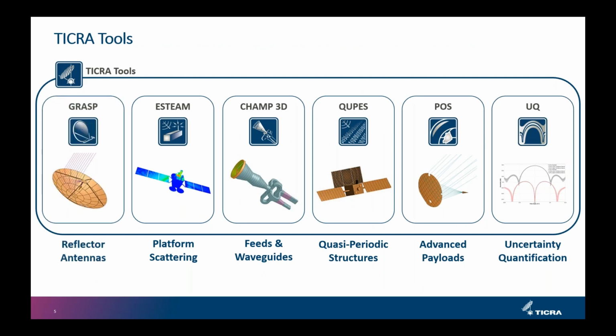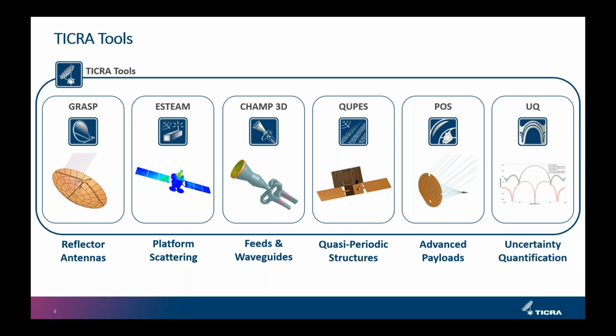So we have reflector antennas in GRASP. We have the platform scattering and general scattering problems in ESTEAM. We have feeding waveguides in JAM3D. We have QUPES for these quasi-periodic structures, so reflector arrays, transmit arrays. Then we have POS for what we call advanced payload features. This is primarily shaping of reflector antennas and optimization of array excitation coefficients. And the latest product that we have added to TICRA Tools is the uncertainty quantification, which allows you to quantify how much different distortions in your antenna will affect your performance.